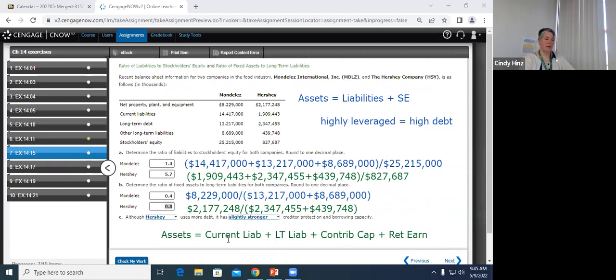I've expanded liabilities to break out the current and long-term. Then I expanded stockholders' equity to break out the contributed capital, which is the initial investments from their stockholders, and then retained earnings, which is the money the company made on its own.